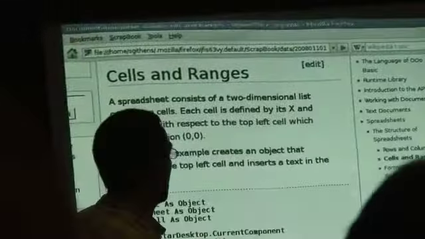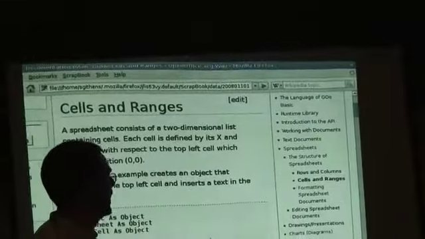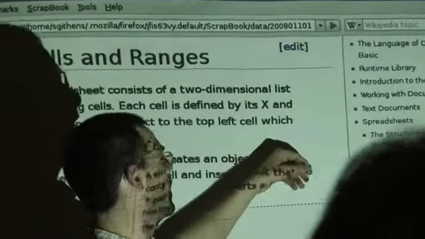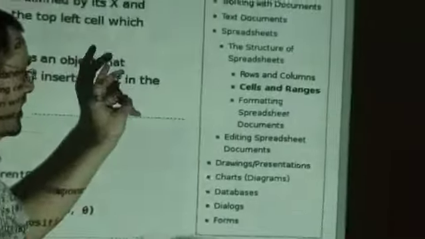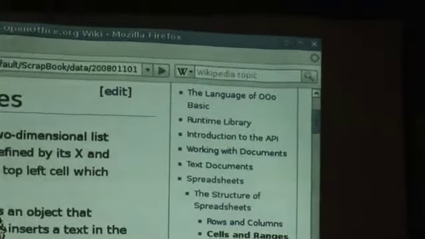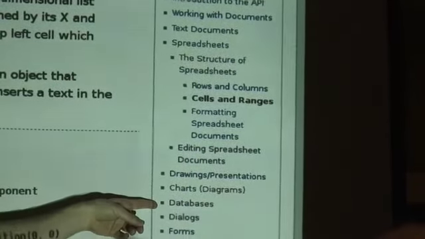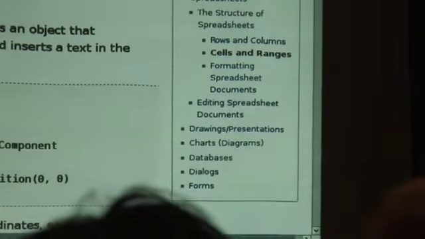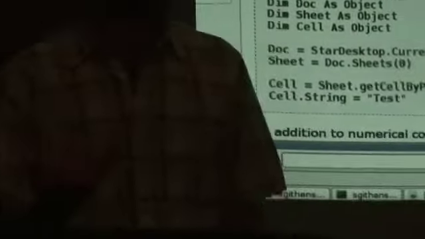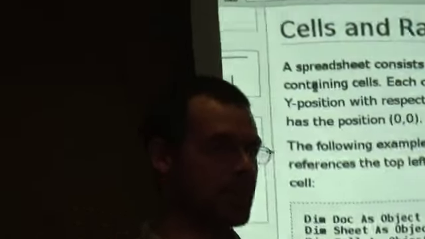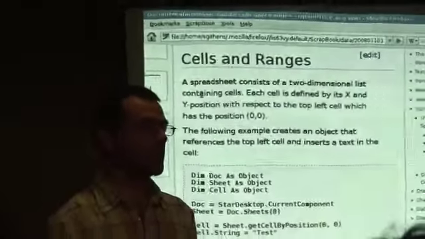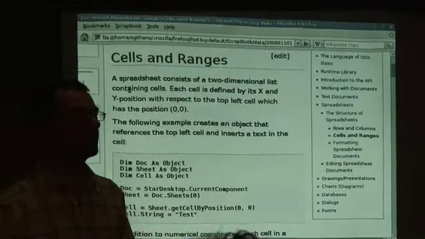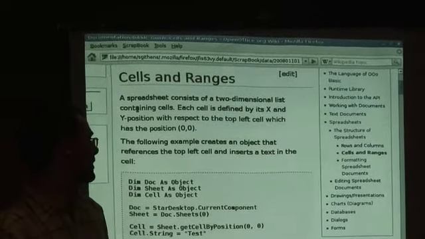So here's just on the wiki, here's the ones they actually have introductions for. So you can script the text editor or word processor, the spreadsheets, the drawings and presentations, the charts, the database, which is sort of like Access, the dialogues and the forms. Yeah, pretty much everything that's exposed via their COM system is scriptable, and that's pretty much everything. It's pretty cool.